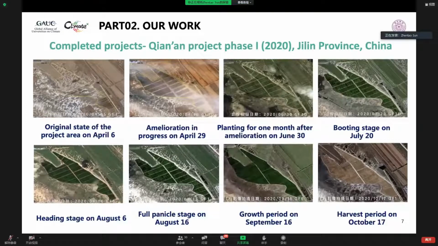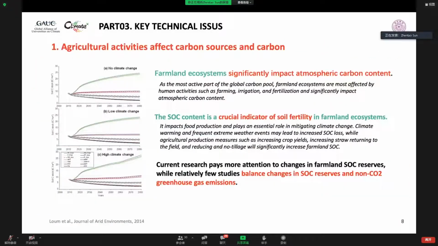This is a completed project in Jilin province, China. We can see the land changes a lot through satellite pictures. Then I would like to talk about some key technical issues.